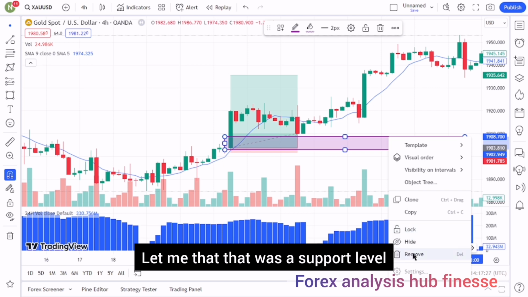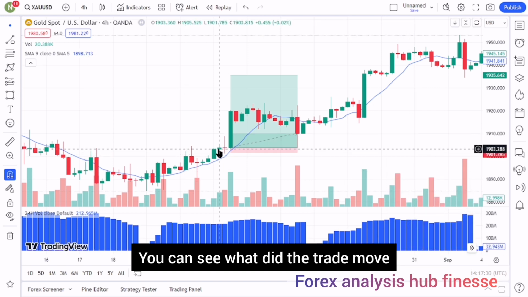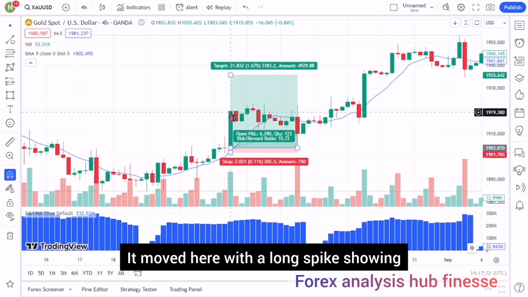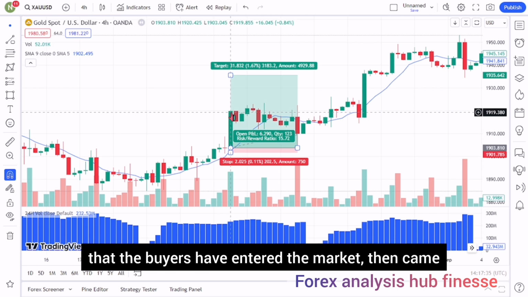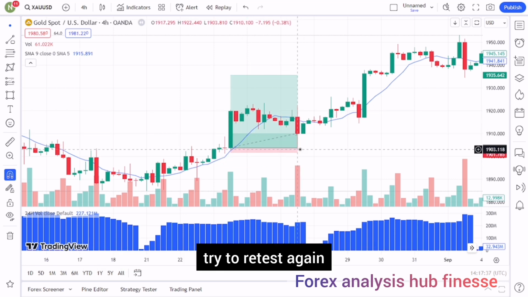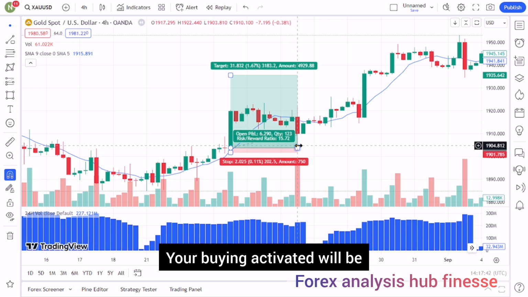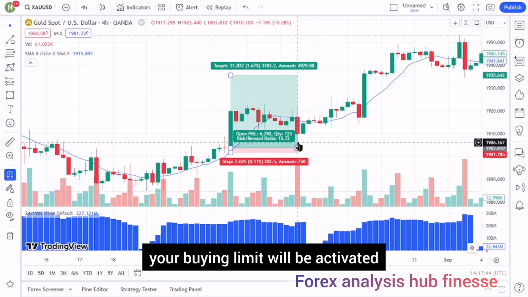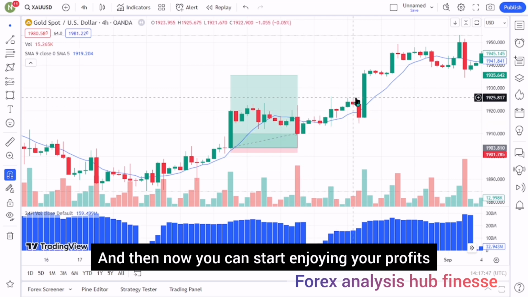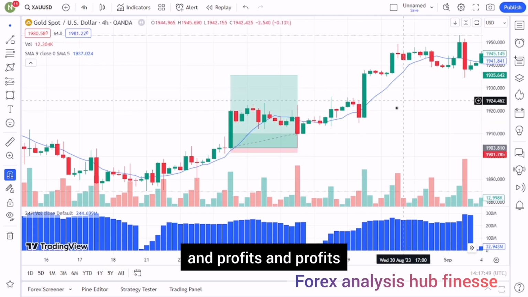That was our support level. Let me move that. You can see what the trade did. It moved here with a long spike, showing that the buyers have entered the market, then tried to retest again. That is where your trade will be activated. Your buying limit will be activated, and then you can start enjoying your profits.